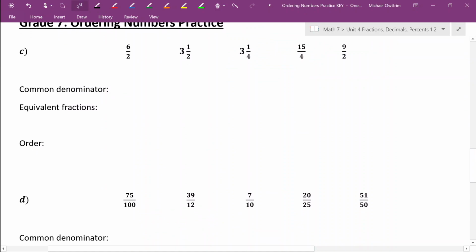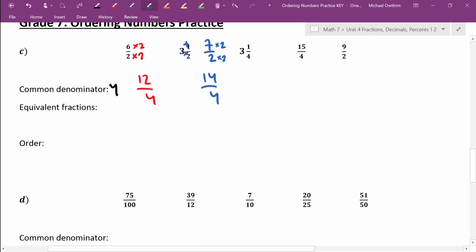Flipping to the back, same deal. So we want to make a common denominator for 2, 2, 4, 4, and 2. Most of us should be able to see that that common denominator is not 2, but 4. So let's go ahead and make that common denominator. We'll multiply by 2 here to get 12/4. We can make our mixed number into an improper fraction here as well. 3 times 2 is 6, plus 1 is 7 halves. And then we need to multiply that by 2 to get 14/4.